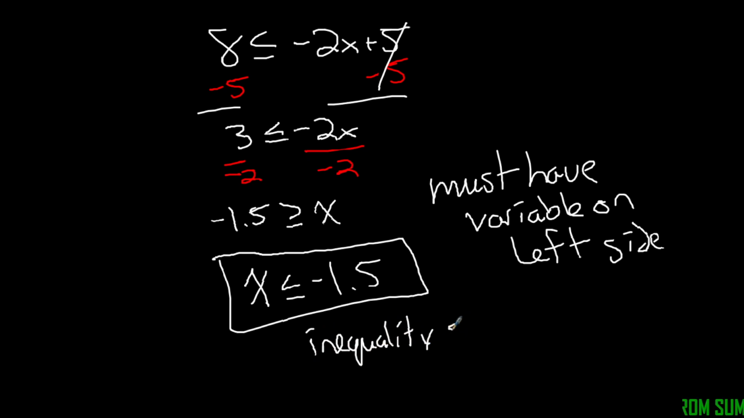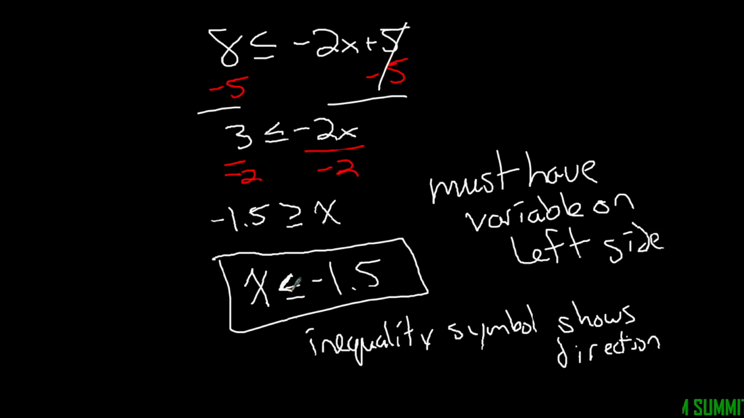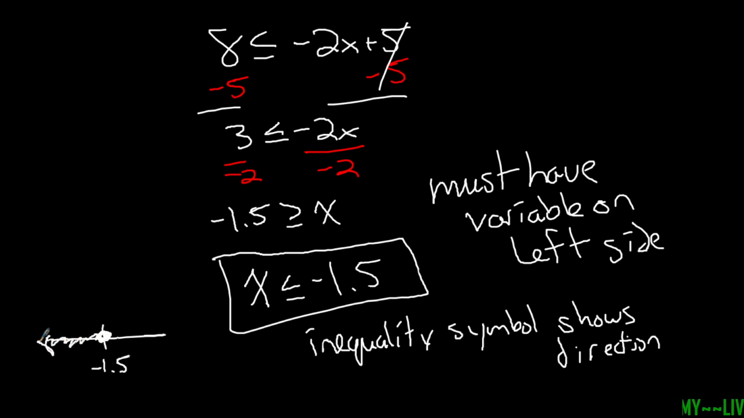That's going to be our answer, because that way it's easier to graph out, because the inequality symbol shows direction. If you look at the inequality symbol, notice how it's kind of like an arrowhead. It's pointing to the left there. So any value that is less than or equal to -1.5, if we were to graph this out, I would have a closed circle on -1.5, and I would shade everything to the left.